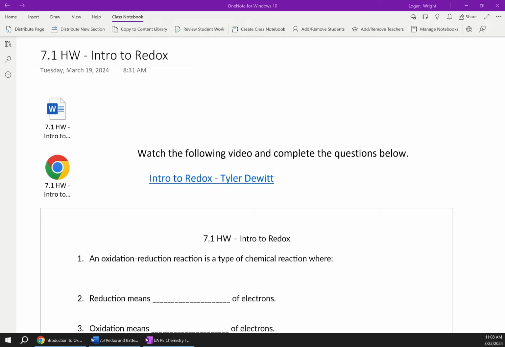Let's go. What is a redox reaction? Electrons are moving in between atoms. Reduction means gain of electrons. Oxidation means... How do you feel about these vocabulary words?